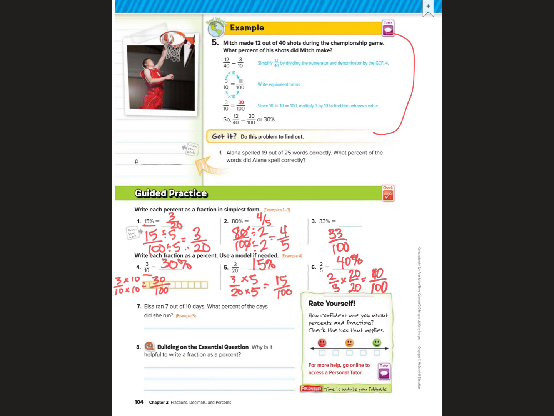Okay? So this is pretty straightforward. I wanted to really talk about this though, so you can get to more of the word problems in our assignment and really dig deeper into percents and fractions.